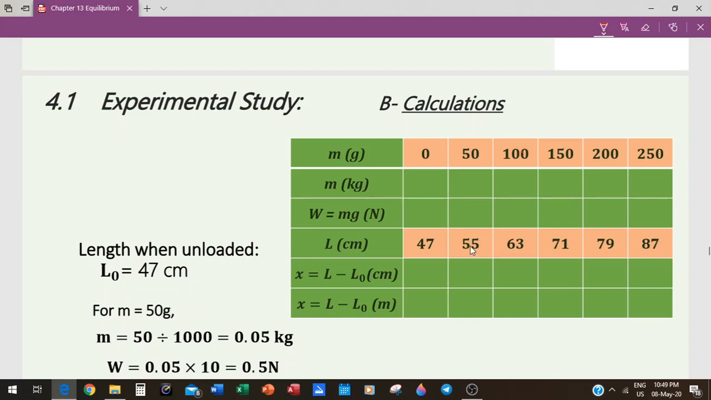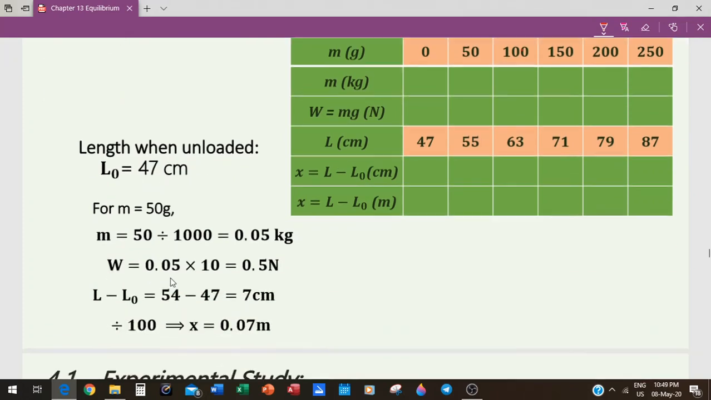What are we going to study in this experiment? As you can see, as we add masses to the spring, the spring elongates more. Length when unloaded, free end of the spring, L0 was 47 centimeters. So for M equal 50 grams, let's change it to kilograms. We have mass in grams and we have mass in kilograms. This table is very important and you're going to record it as it is. So we change the mass from grams to kilograms, and we record the values here.